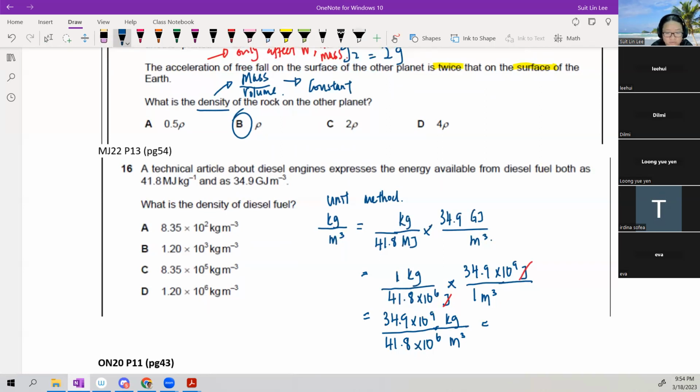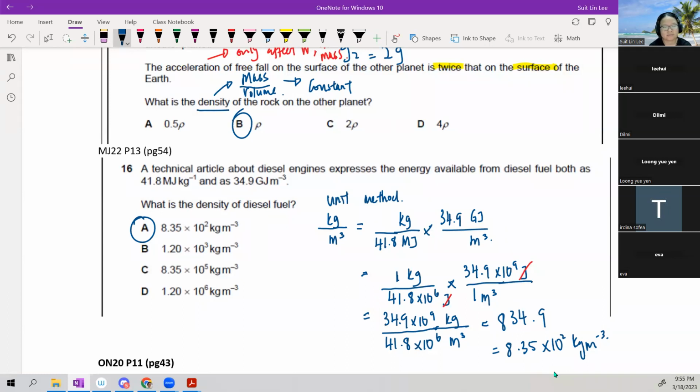9, 8, 6. So I will have 834.9 or 8.35 times 10 to the power 2 kg meter negative 3. Okay.